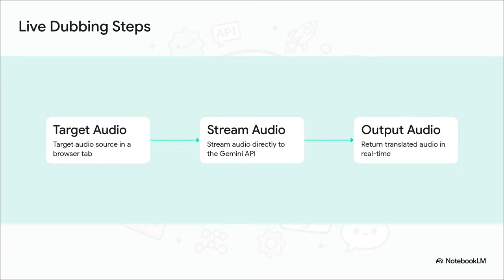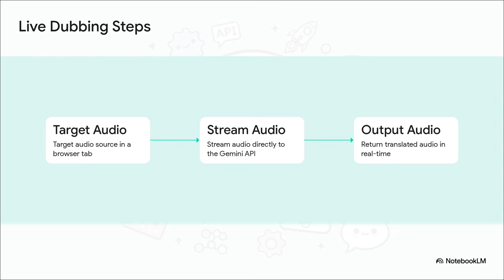The workflow here is brilliantly straightforward. First, your application targets the raw audio source, playing inside a specific browser tab. Second, you open a stream of that captured audio and send it directly to the Gemini API. And finally, the API returns the translated audio output in real time.